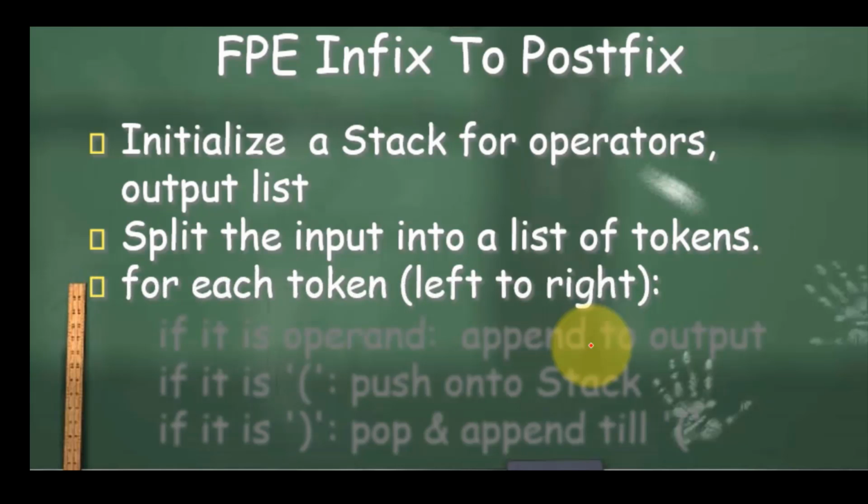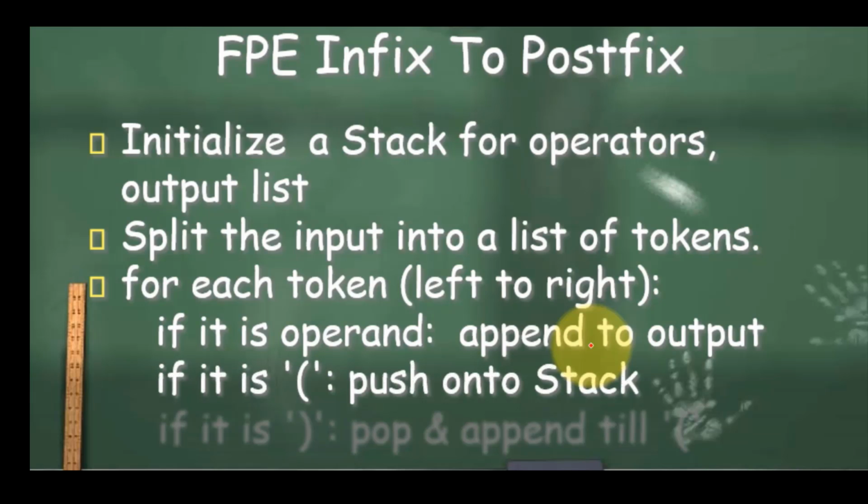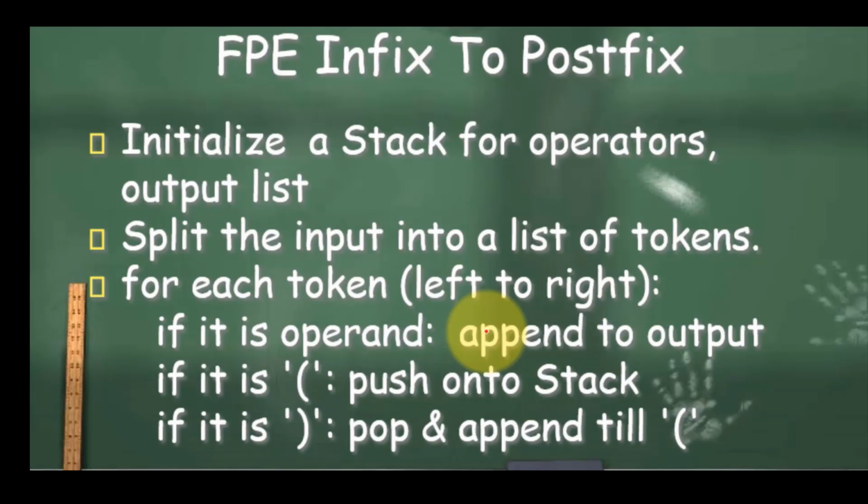So for each token, we're going to read the expression from left to right. If it is an operand, then we're going to append it to our output, meaning insert into our output, display it in our output. And if there is a parenthesis, then start reading on the opening parenthesis, and it will be put into the stack. Second, assuming we are done reading inside the expression, if there's now the end or closing parenthesis, it will be removed and then inserted until we reach the opening parenthesis.